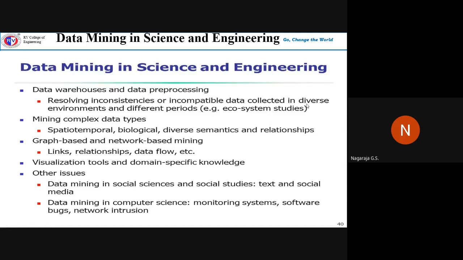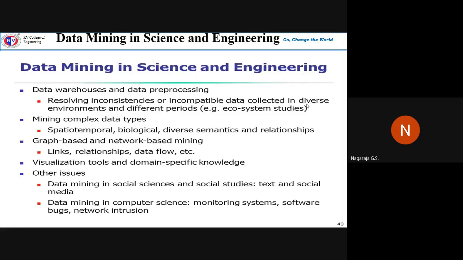So this is how we are trying to address it, data warehouse and data pre-processing applications, right? Because as and when you're processing it, you have to classify the inconsistent or incompatible data and fix those things, as and when working with very specific applications. Then mining complex data types, which includes spatio-temporal applications, biological applications, diverse semantic and relationships applications. That's the reason we say here it's mining complex data types.